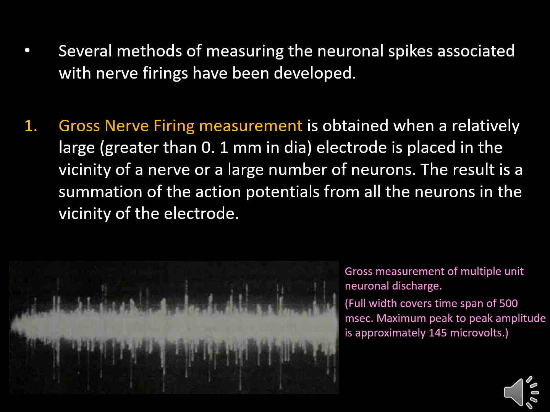One is gross nerve firing measurement, which is obtained when a relatively large electrode is placed in the vicinity of a nerve or a large number of neurons. The result is the summation of the action potentials from all the neurons in the vicinity of the electrode. The gross measurement of a multiple unit neuronal discharge is shown in the slide. Full width covers a time span of 500 milliseconds. Maximum peak-to-peak amplitude is approximately 145 microvolts.